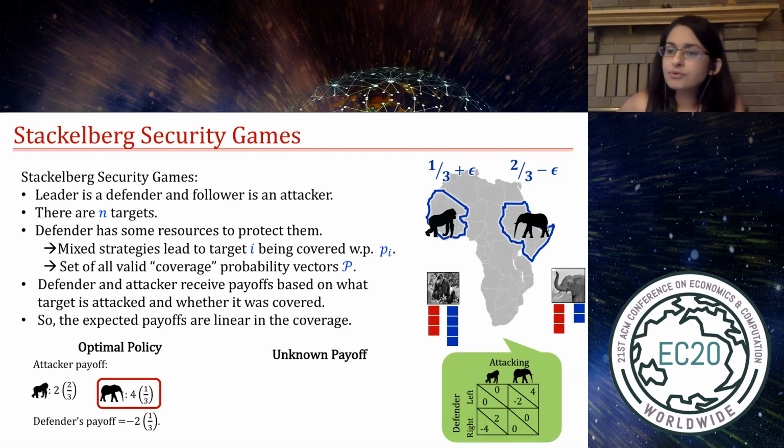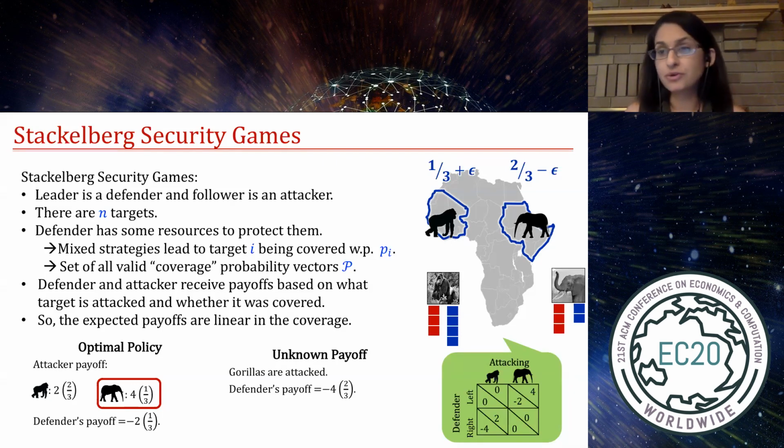And in fact, both gorillas and elephants were valued equally by attackers at 3 and 3. In that case, when I present this 1/3, 2/3 protection plan, the attackers would prefer to attack gorillas now. And I will end up with a utility that is much worse because I wasn't there to protect the gorillas with a higher probability of 2/3, and I did lose at a higher rate of -4.